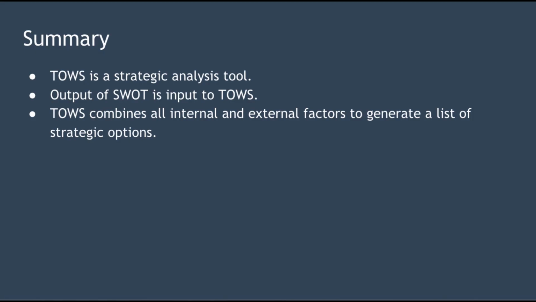So in summary, the TOWS matrix is a strategic analysis tool that works by taking the output from your SWOT as its input. And the TOWS then combines all these internal and external factors to generate a list of strategic options for you to consider pursuing.